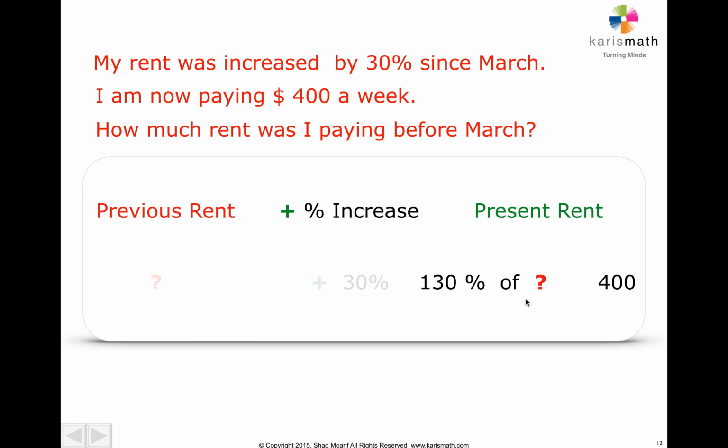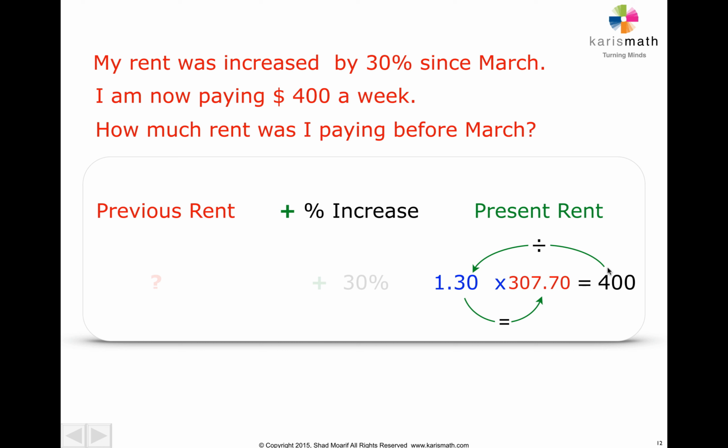And then what do we do here? 130% of the previous rent. Anything else we have to say to turn this into a complete mathematical sentence? Yes, is equal. It has to be equal. There you go. So 1.30 times how much is equal to 400. Now what do we do to find this? Very good. Divide 400 by 1.3 and we get the answer.